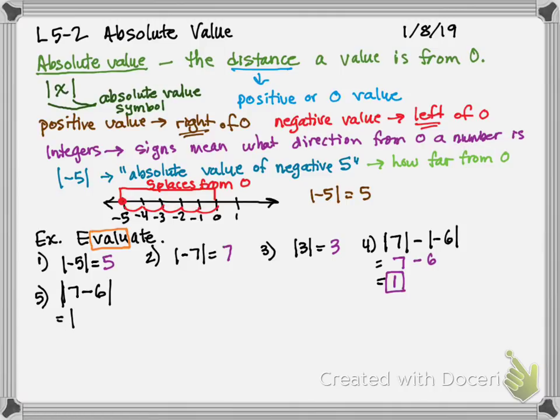So inside the absolute value, 7 take away 6 is 1. Then I take the absolute value of 1, and 1 is actually 1 away from 0. And there's your answer. Okay? So let's just recap in words what we did. On numbers 4 and 5, we're going to find the absolute value.